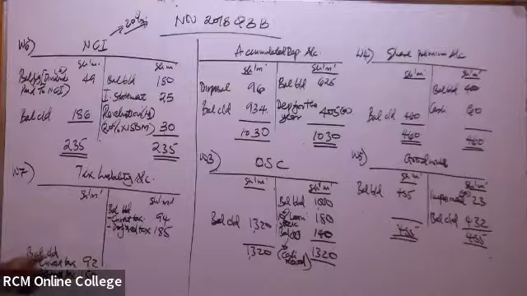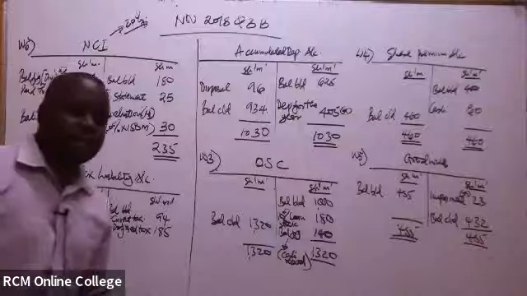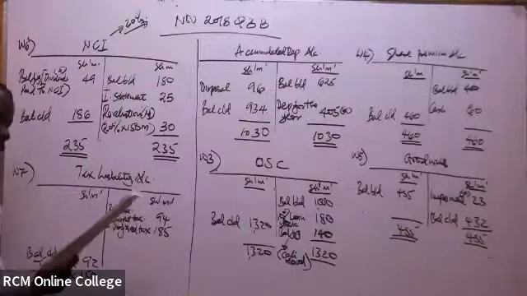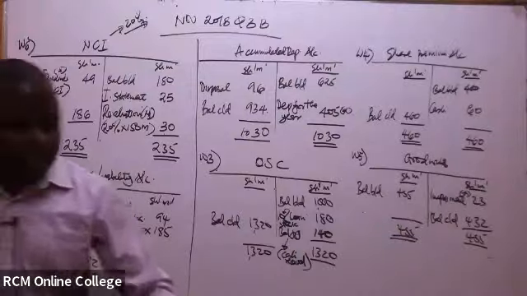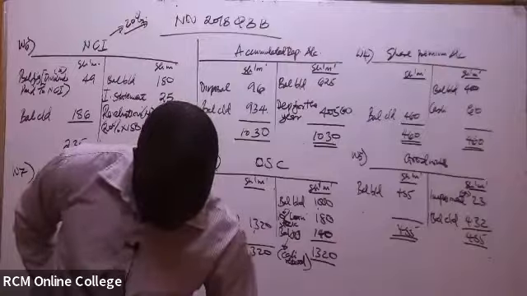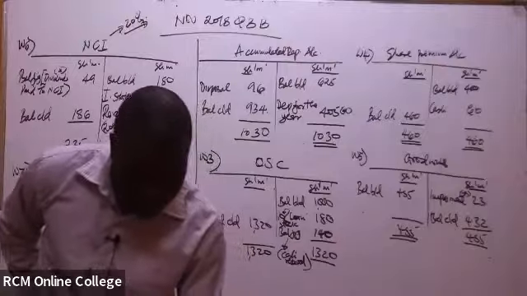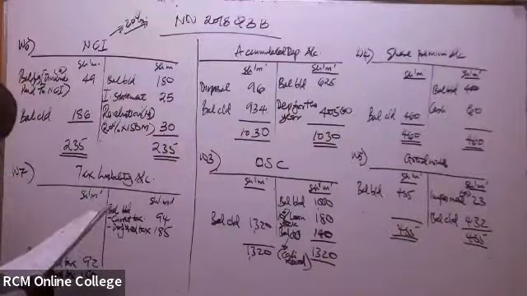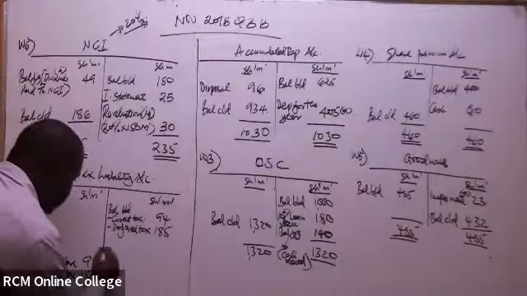But now, if you look at the income statement, this is what they had charged during the year as the tax expense. There's an income tax expense of 180 in the income statement.